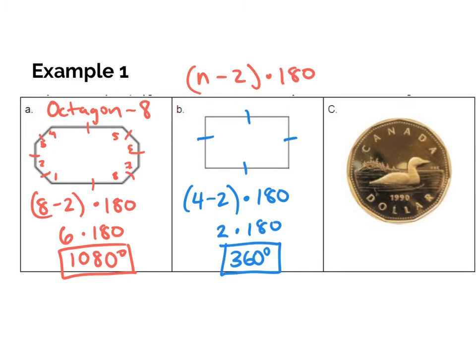Again, the reason there's that minus 2 in both of these formulas is because the minimum number of sides I need is 3. Think of a triangle: 3 minus 2 gives me 1, and we know that a triangle has to add up to 180. So the n minus 2 is there because we need at least 3 sides to make a polygon. All right, why don't you try this last example, number C, on your own. We have the Canadian dollar there, so figure out how many sides that coin has, and then see if you can figure out the sum of those angles.